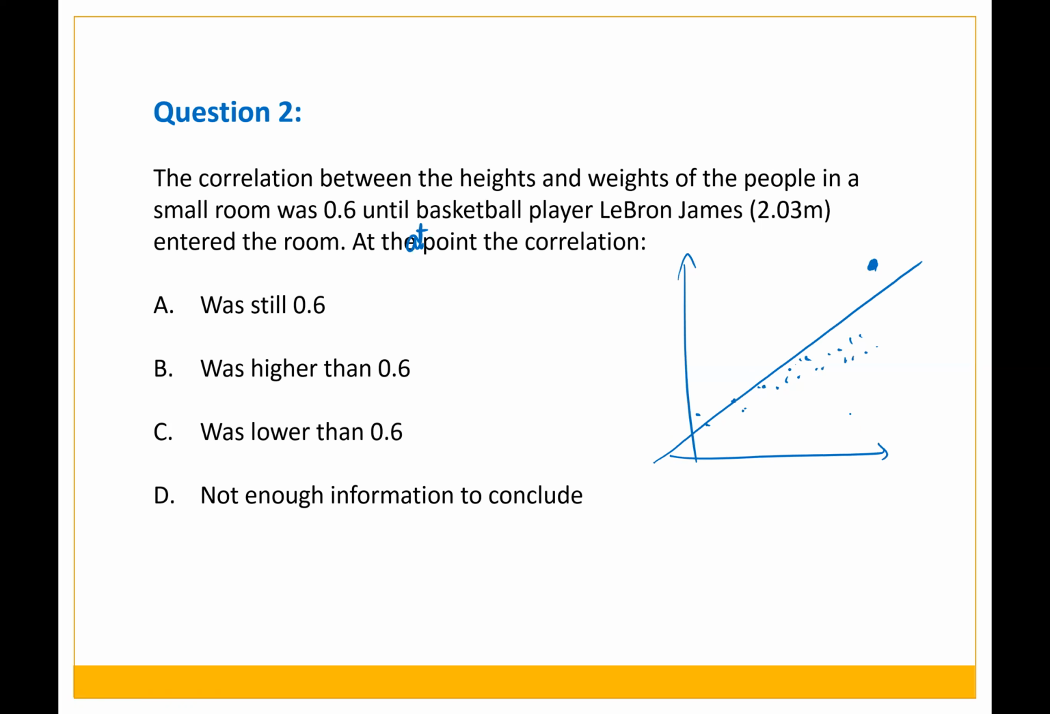So our answer is going to be that the correlation is going to be much higher than 0.6. This is height and this is weight. The correlation will now be really strong because we have one of the data points that has a regular weight but a much higher height compared to the others. Now, yeah, that clears it up.